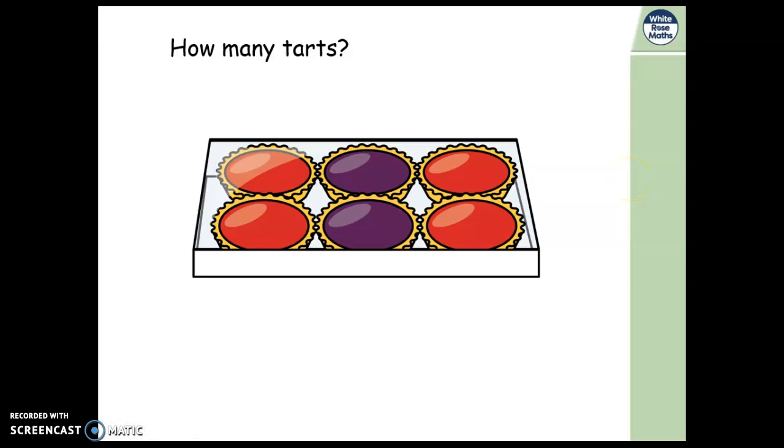Now that we've looked at our learning intention and had a warm up, let's have a look at the main part of the lesson.